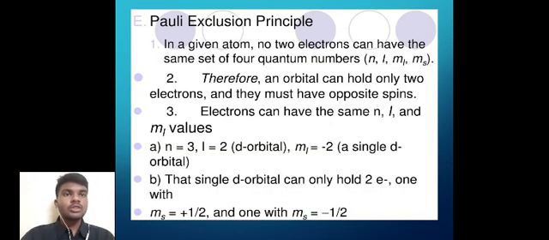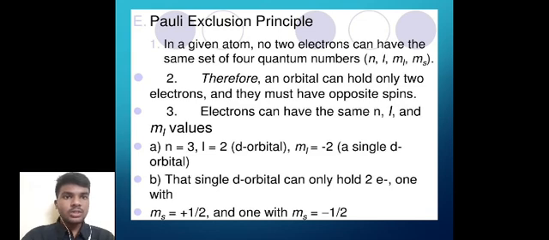Pauli exclusion principle. In a given atom, no two electrons can have the same set of four quantum numbers n, l, m suffix l, m suffix s. Therefore, an orbital can hold only 2 electrons and they must have opposite spins. Third, electrons can have the same n, l, and m values.